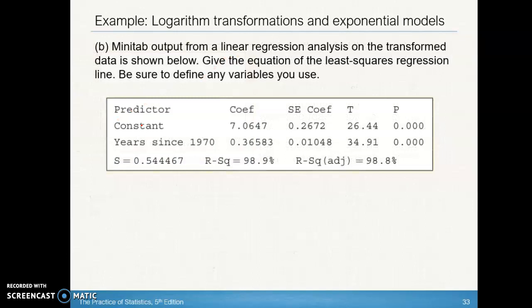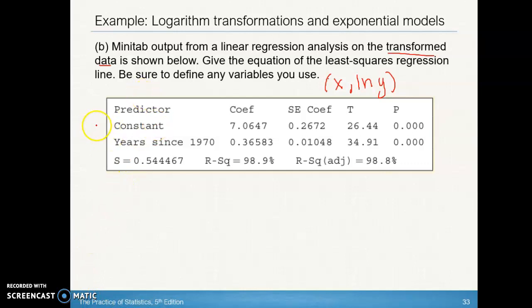Now, here's another example of Minitab. The Minitab output below is from a linear regression performed on the transformed data. Please keep in mind your transformed data was x versus natural log of y. Make sure when you write the equation, you define any variables that you use. Go ahead and take a second and try this, since this is something you will need to do on the AP exam.